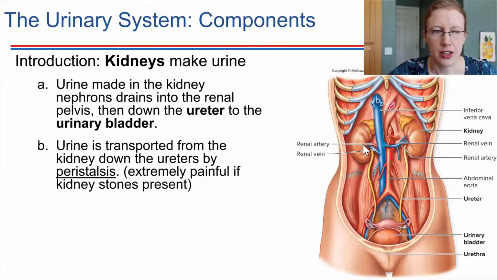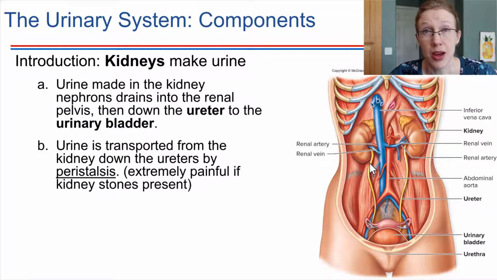The way that the urine is transported is by peristalsis. These are the muscular waves of contractions. They happen in other places in the body too. This is something that we don't have conscious control over. It happens automatically. And one problem that can come up is if there are kidney stones. We'll see this on the next slide. If there are kidney stones, then these peristaltic waves can be extremely painful. So we'll come back to that in just a second.